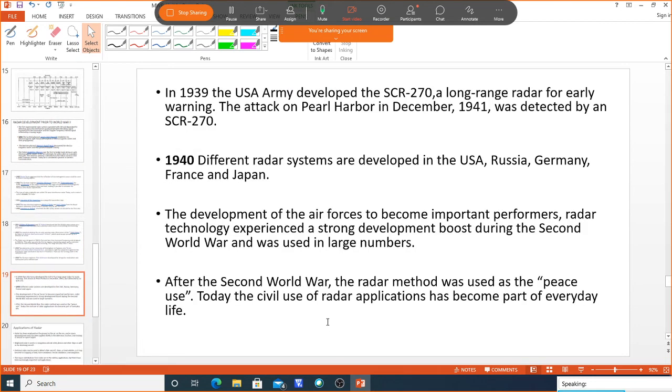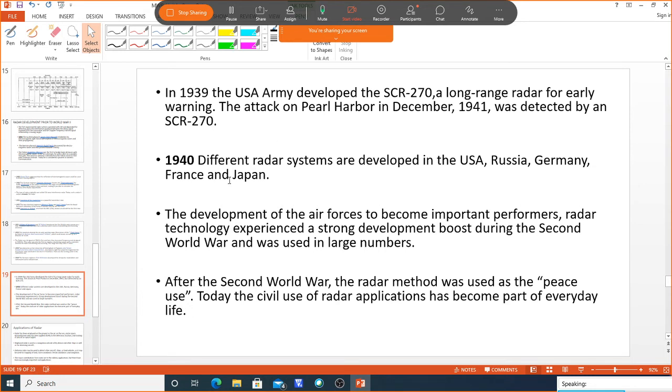So in 1939, the USA Army developed the SCR-270. This is one of the long range radars for early warning detection, and the attack on Pearl Harbor, which happened at Pearl Harbor in December 1941, was detected by the same radar SCR-270 at that time, and this detection happened using the pulse radar technology.